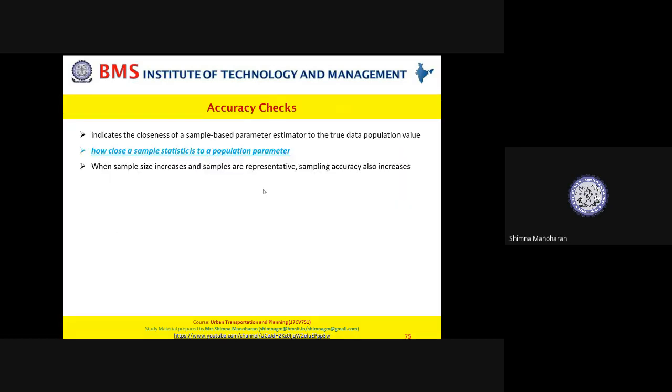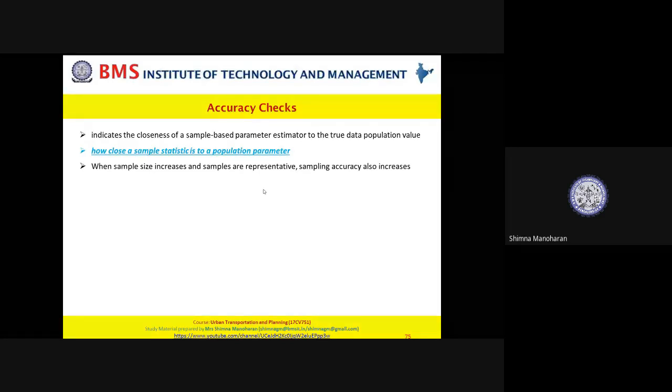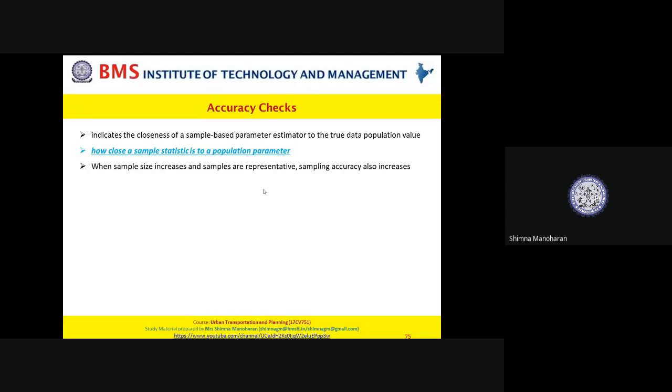So the accuracy check in surveying is really important because it shows how close the sample is to the true population value. Okay, it's how close the sample statistic will be to the population parameter. So, as the sample size increases, what will happen? The accuracy will also be increasing, right?